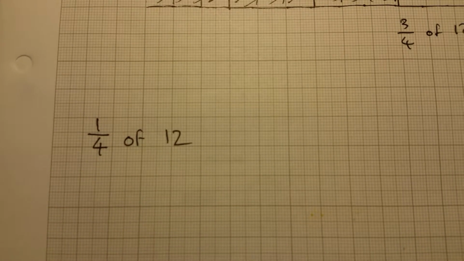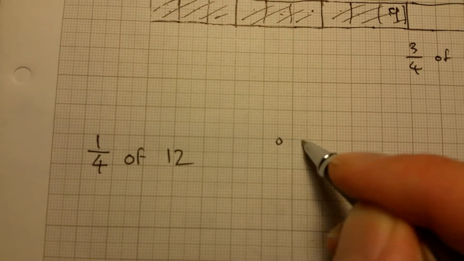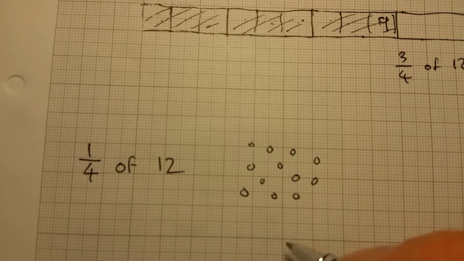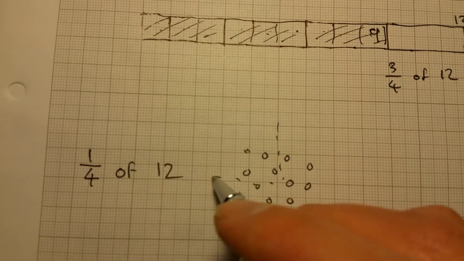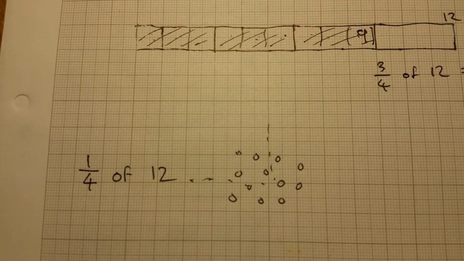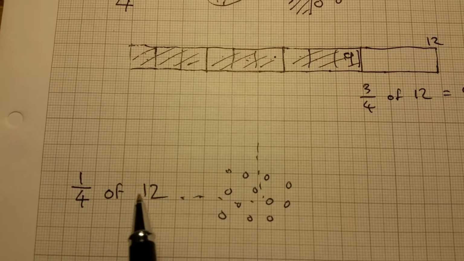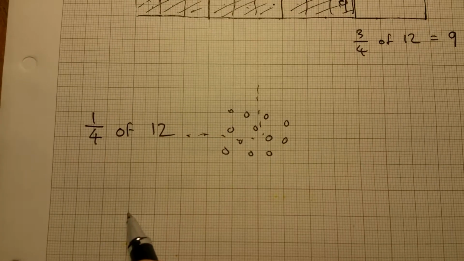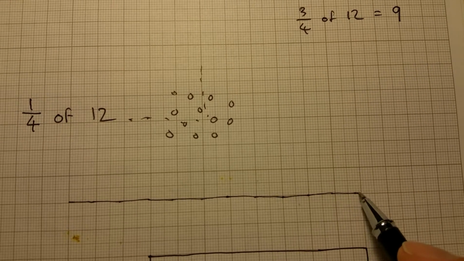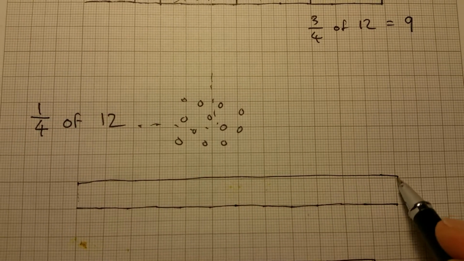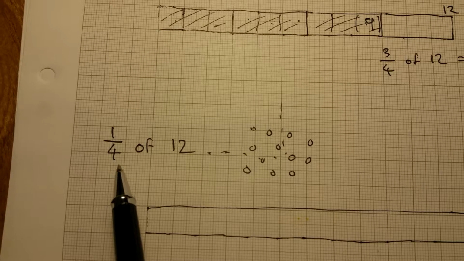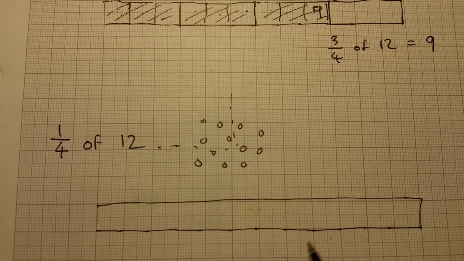So 1/4 of 12. So again, 1/4 of 12, imagine you've got 12 sweets. And we want 1/4 of them, so it's going to be something like that. I don't know if that's right, but we're looking at this bit here and not these bits. Let's work out the exact answer using the bar model. So because it's 12, I'm going to draw a bar that's 12 long. 1, 2, 3, 4, 5, 6, 7, 8, 9, 10, 11, 12. Turn that into a bar. And I'm going to have to split this bar into how many pieces? Well, my denominator is 4, so I'm going to split it into 4.